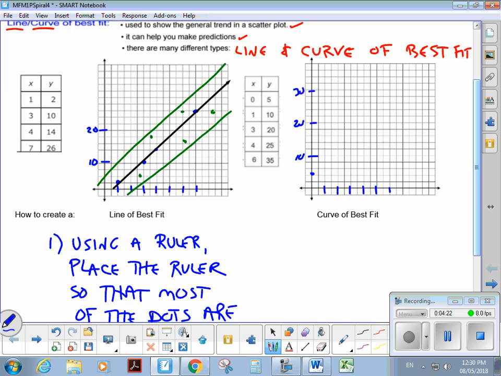So first point would be right there for 0, 5, 1, 10, 3 and 20, 4 and 25, right there, and 6 and 35 is up here. All right, so it's funny, the numbers there also seem to form a line of best fit. If you take a ruler, it follows along pretty good there.